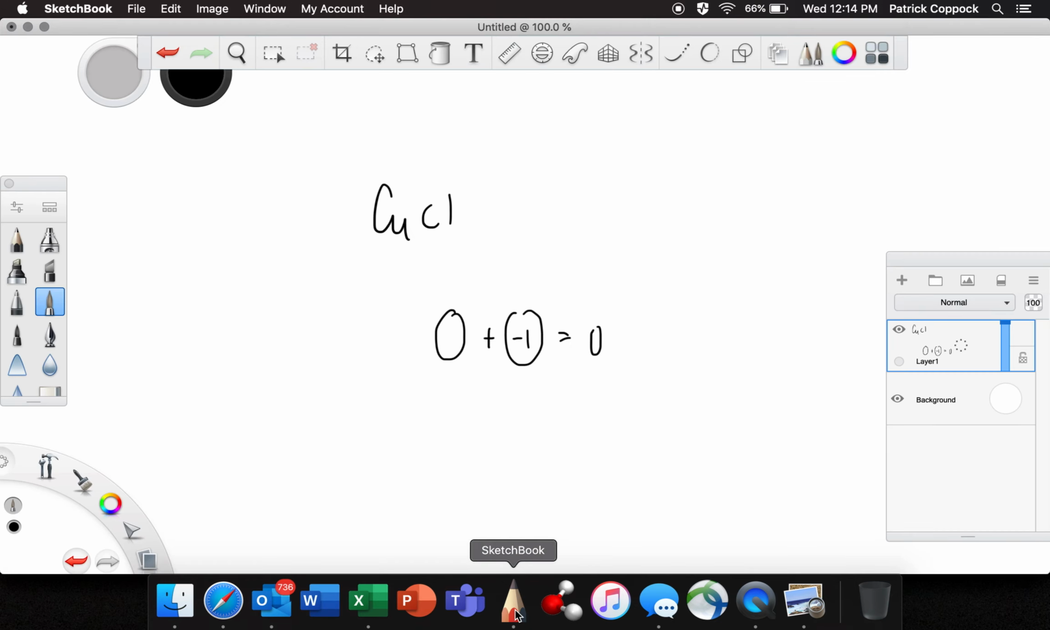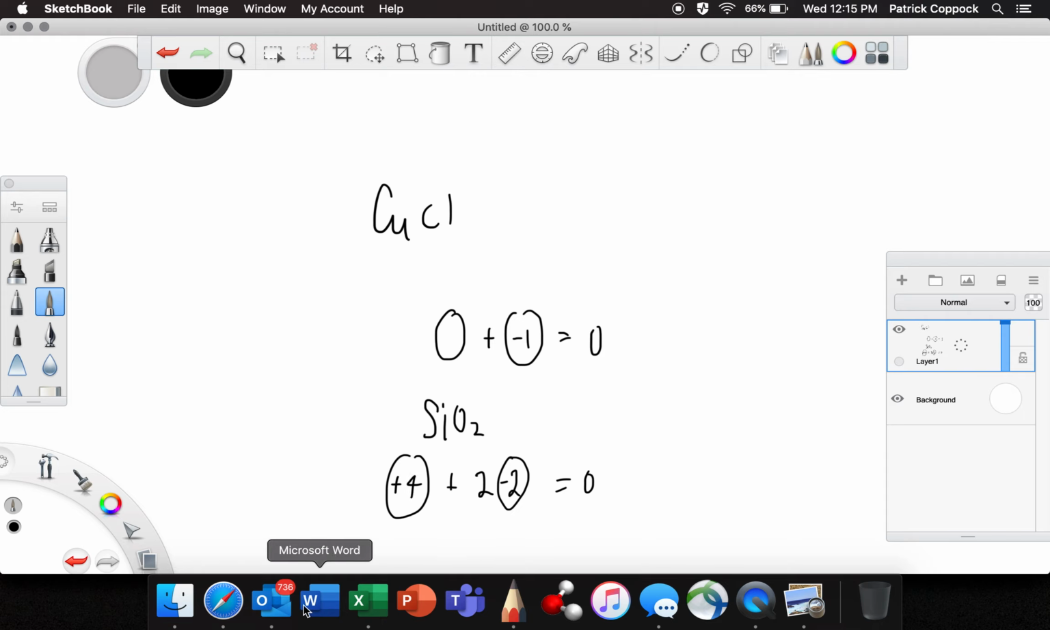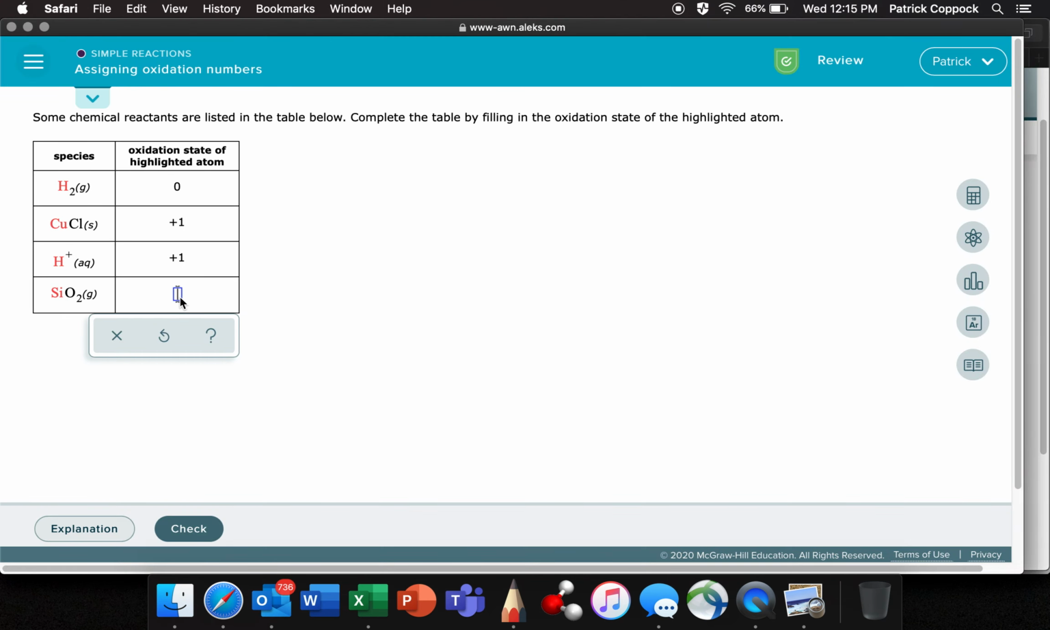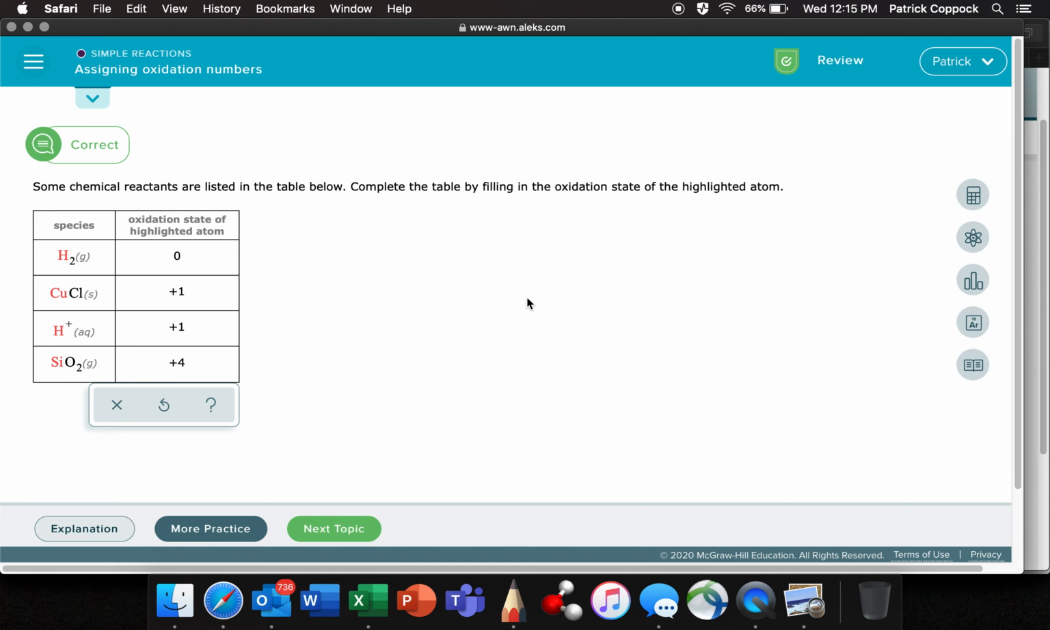So let's come over here and say we're doing silicon dioxide, right? And we know that the total charge has got to add up to 0 because there's no charge. And there's 2 oxygens, right? And there's 1 silicon. Oxygen's always -2, right? And so consequently, can you see what silicon has to be here? It has to be +4, right? So let's go over here and say this is +4. And we will check our answers, and we're going to find that they're all right.